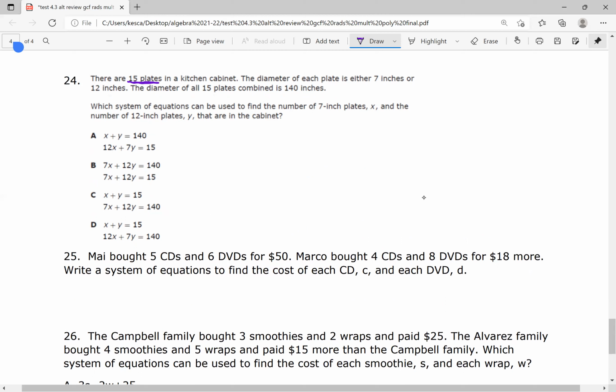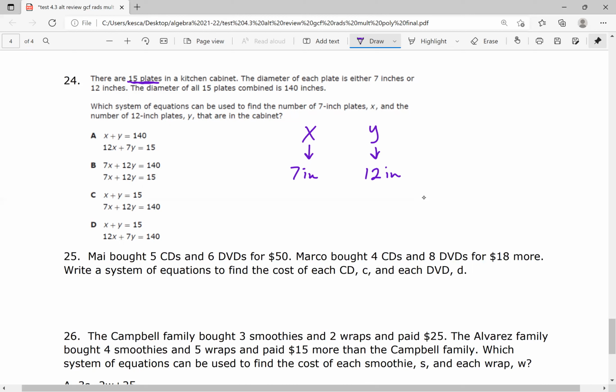So guys, that's separating it into our two groups. So we have X and Y. If you read here, it says which system of equations can be used to find the number of 7-inch plates. So X is going to represent the 7-inch plates, and Y is going to represent the 12-inch plates.